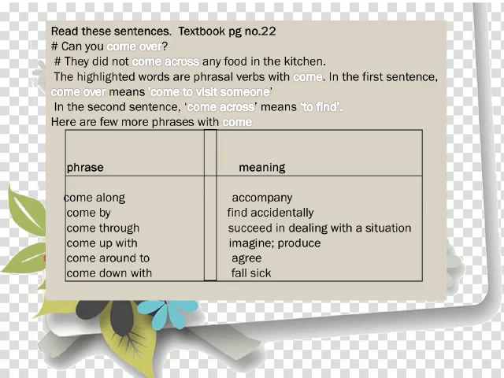The phrase come along means accompany. The phrase come by means find accidentally. The phrase come through means succeed in dealing with a situation. The phrase come up with means imagine or to produce. The phrase come around to means agree. And the phrase come down with means to fall sick.